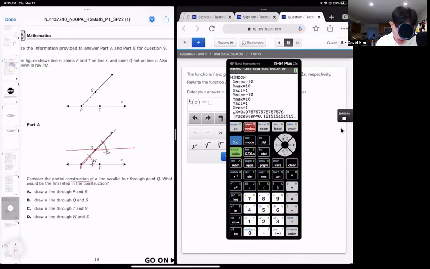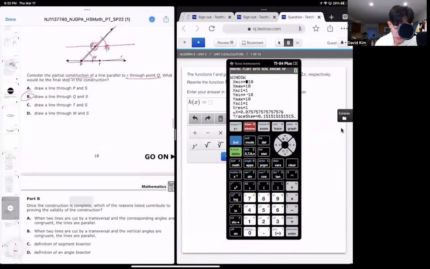So draw a line through S and Q, I believe that's the correct one, because the line goes through Q here, obviously, because it says it goes through the point Q, but also it needs to go through that angle called S. That's the only way you're going to be able to construct a parallel line to line R, that's the only option.